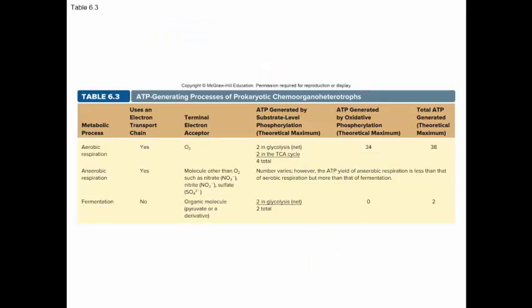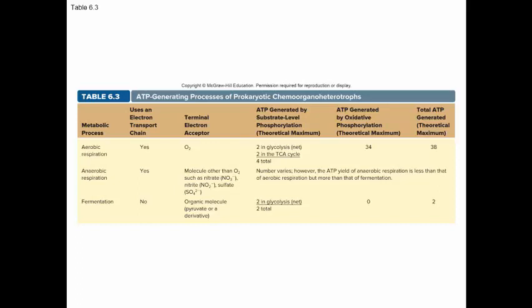So here's a nice table 6.3, and it tells us a nice little breakdown here. Who's the terminal electron acceptor? Does it use an electron transport chain? Anaerobic and aerobic can. Fermentation does not. The ATP generated by oxidative phosphorylation, what's the theoretical maximum?